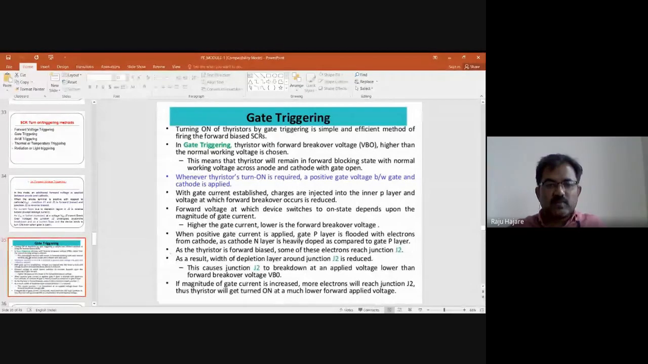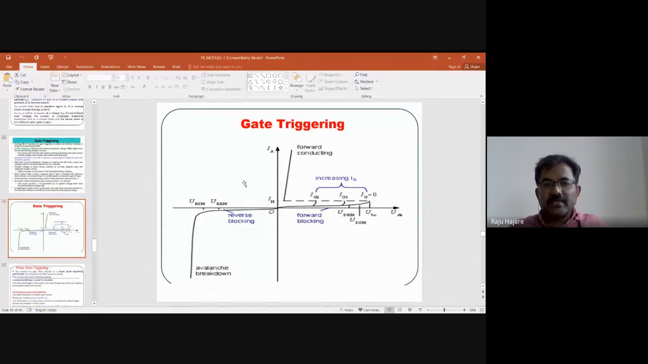We have seen this, but the detailed discussion is done here. Whenever they ask about the gate triggering mechanism, please write the characteristics graph like this, showing that at different gate currents you will have different breakover voltages. So this is a must.